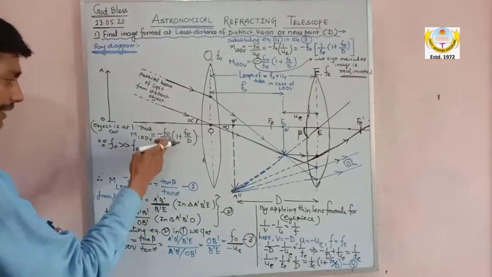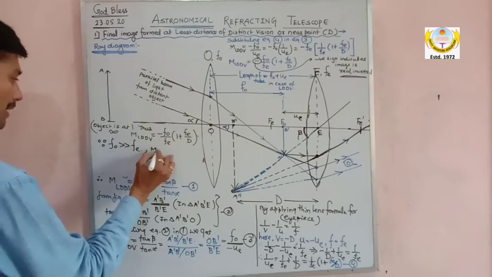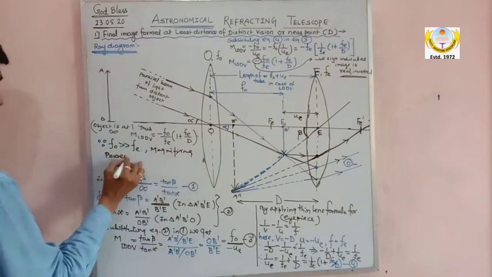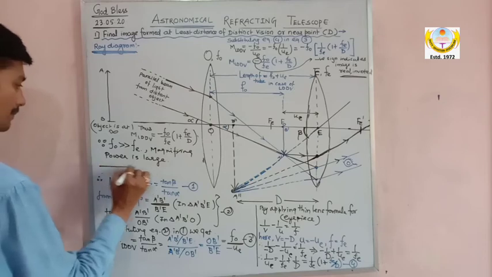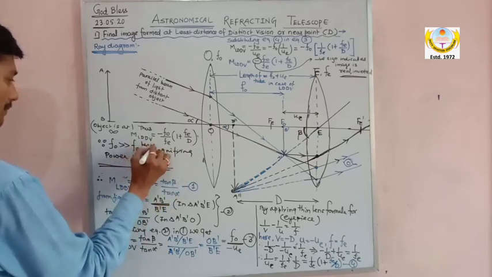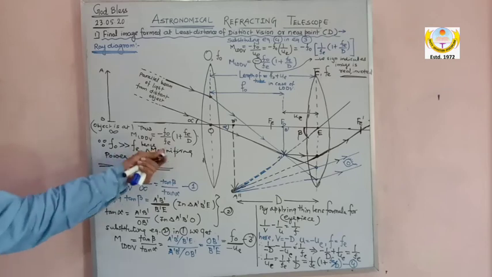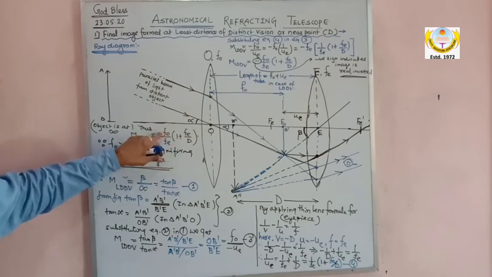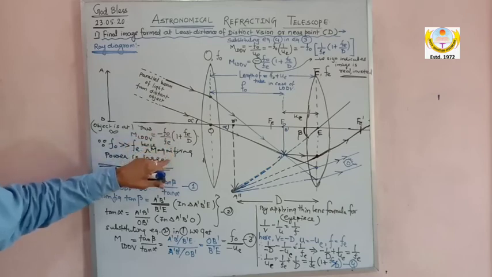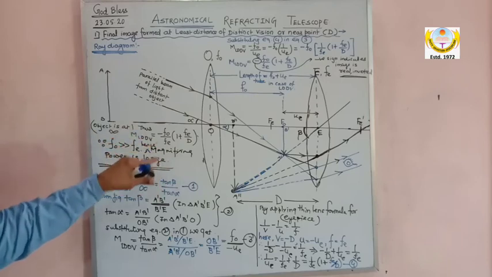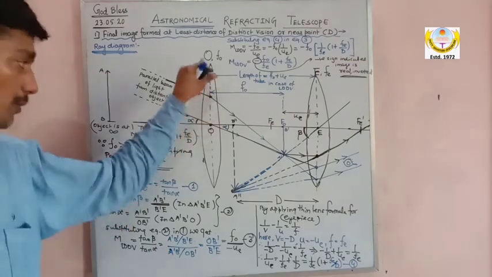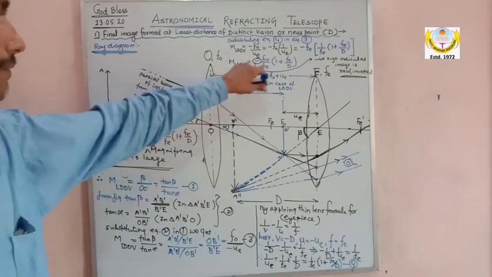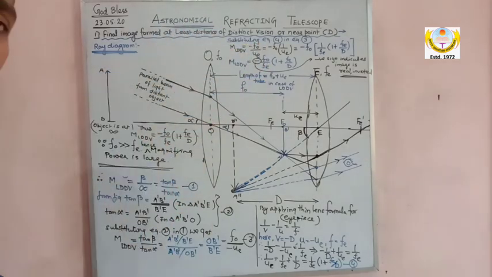So if FO is greater than FE, therefore magnifying power is large. Hence magnifying power is large, because FO is greater than FE. You can think over what will be the answer for this. If the numerator is bigger than the denominator, of course the magnification is large. So hence magnifying power is large, because in the figure also FO is greater than FE. So the magnifying power of this question will be large.